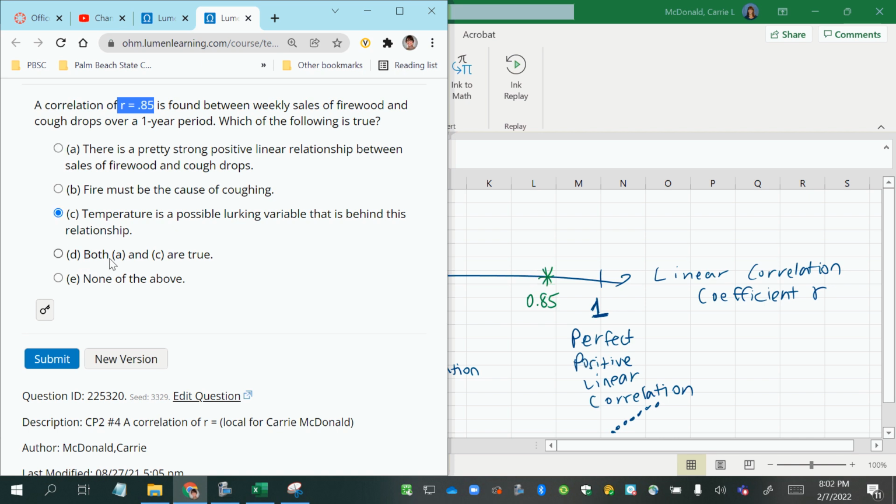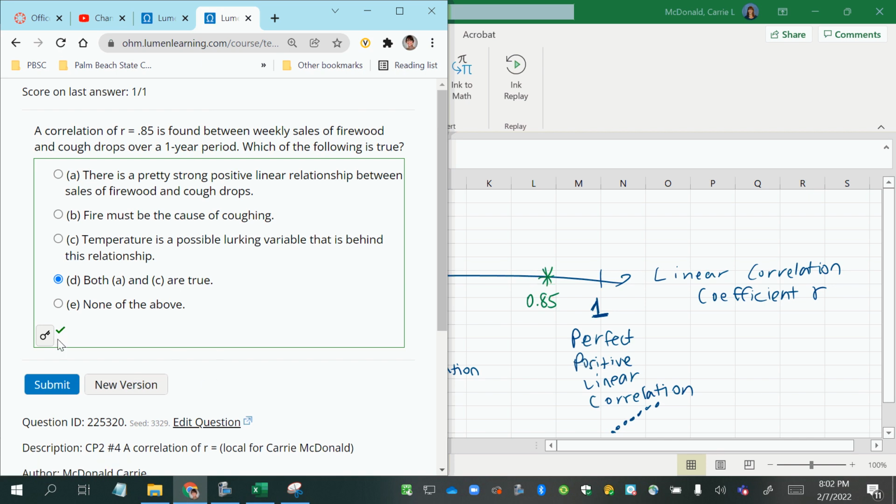D, both A and C are true. Ooh, even better. And then none of the above. So I'm going to go with D there. Yeah, it feels so good to see that nice green check mark.